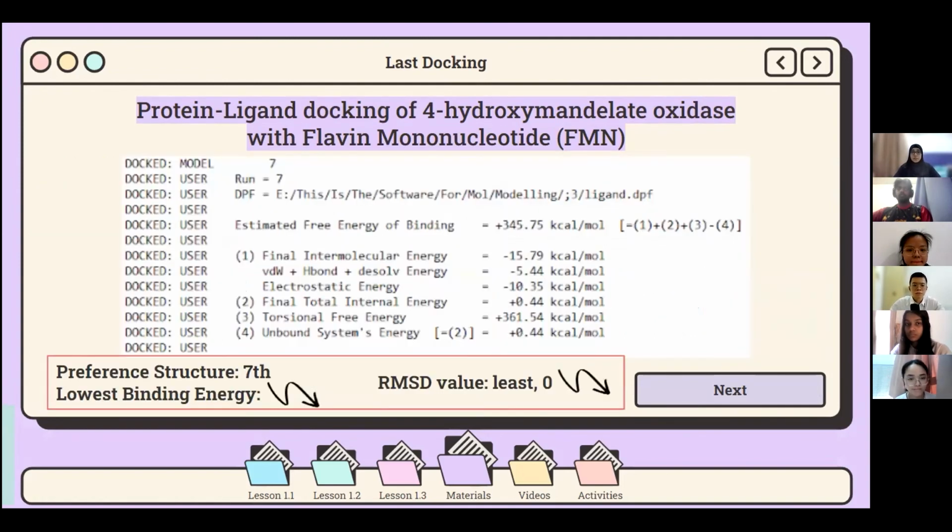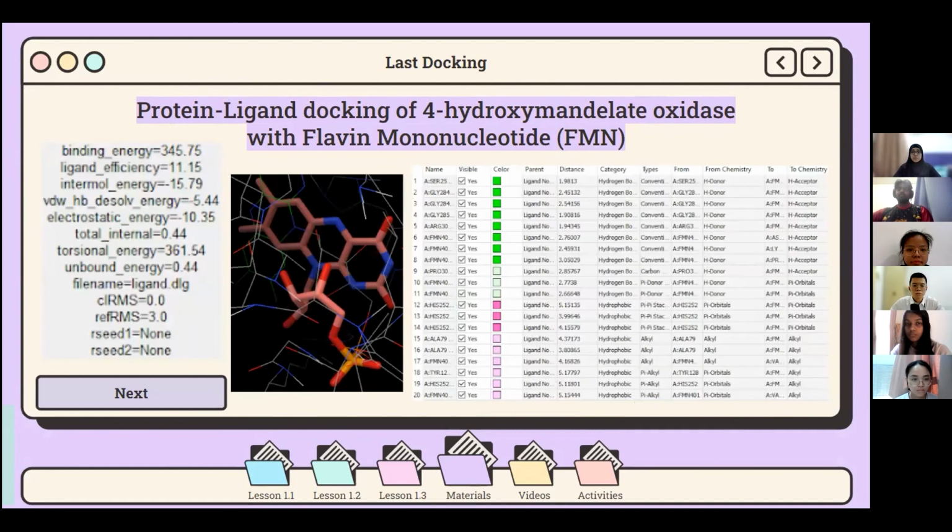This is the preferred structure in more detail. The estimated free energy of the binding is positive 345.75 kilocalories per mole, which is the lowest among the 10 conformations. The picture on the left shows the protein conformation, while the one on the right shows the ligand. Flavin mononucleotide acts as a hydrogen donor, while the protein acts as the hydrogen receiver.